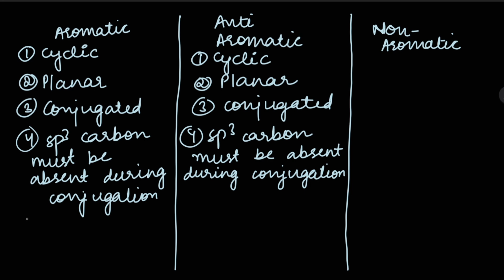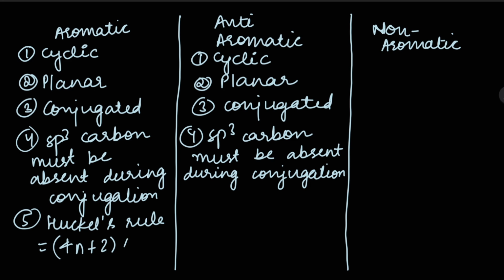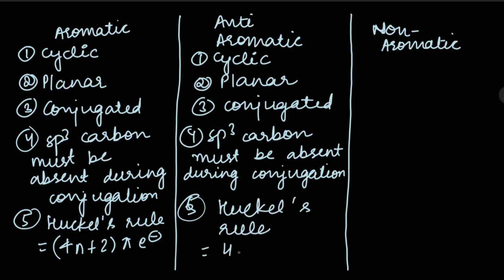Now aromatic compounds follow Huckel's rule. What is this Huckel's rule? They obey Huckel's rule, that is 4n plus 2 pi electrons should be there. This also follows Huckel's rule and it is like that 4n pi electrons should be there.